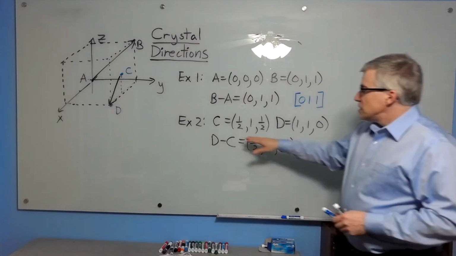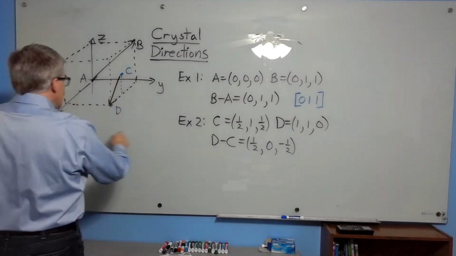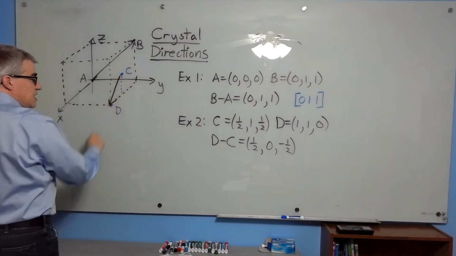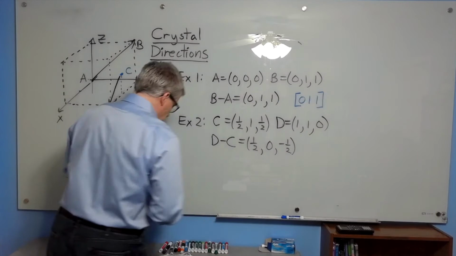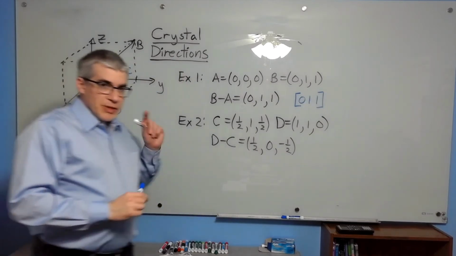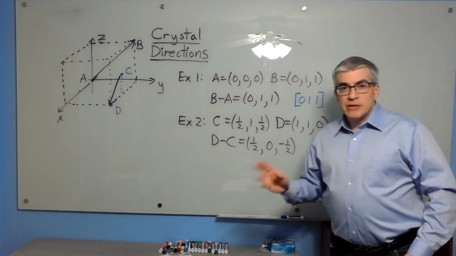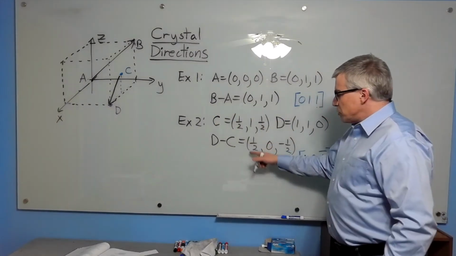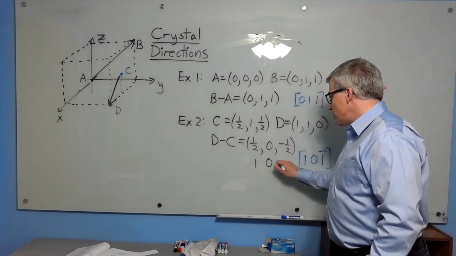Second example, C could be the point 1/2, 1, 1/2, and D could be 1, 1, 0. So the arrow from C to D has components given by 1/2, 0, minus 1/2. But we want this to be very compact, so they do a couple different tricks. First is, since we're talking about a direction, doubling the direction wouldn't hurt anything. So we can multiply this whole thing by 2 and get 1, 0, minus 1.